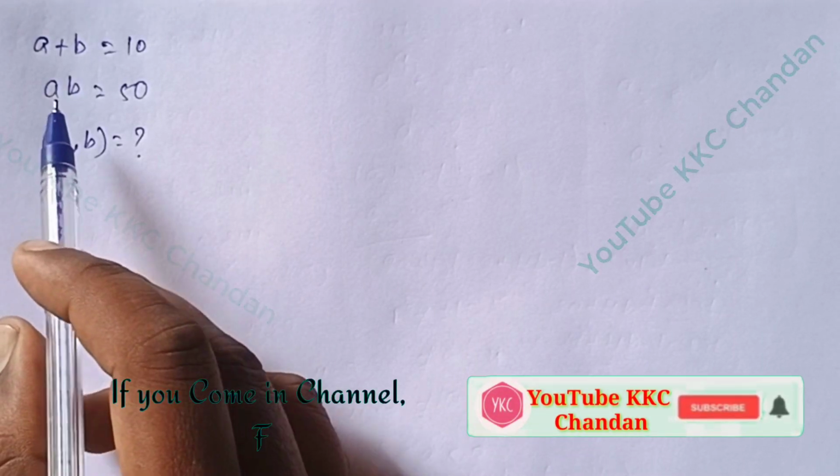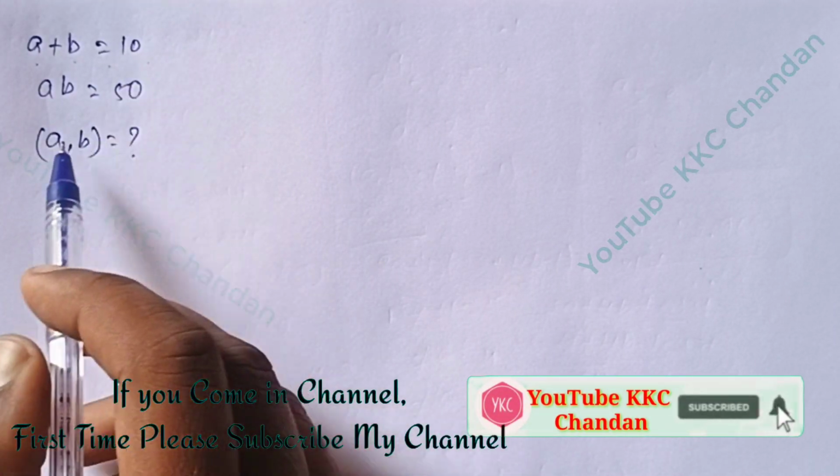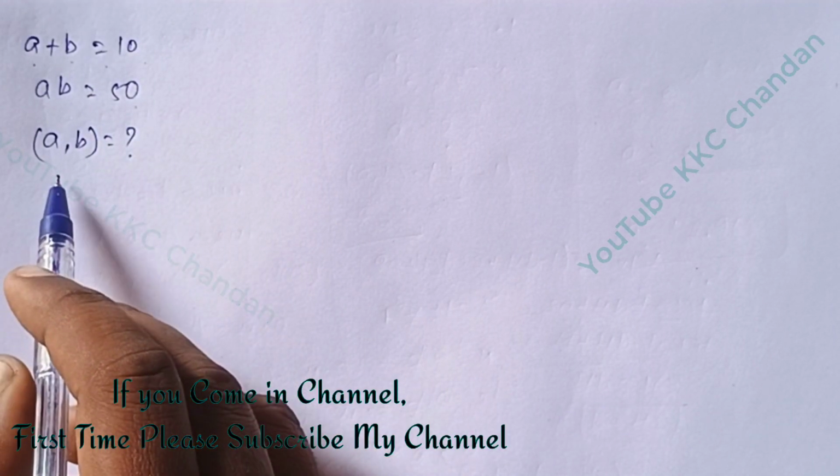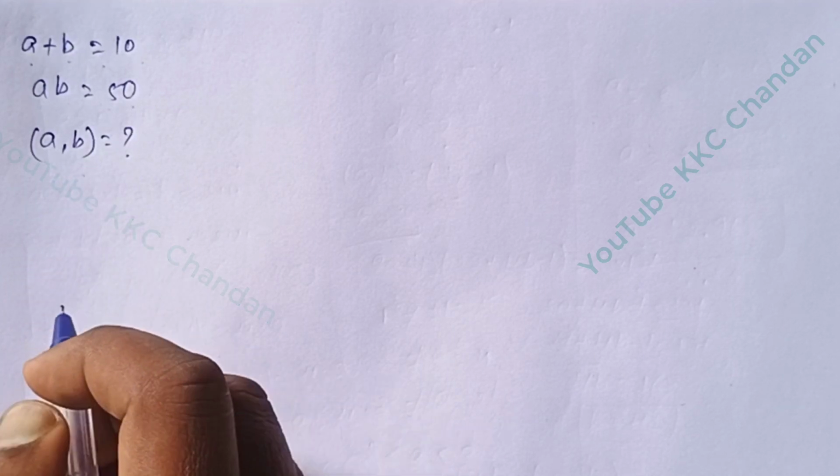The question is given: a plus b is equal to 10, ab is equal to 50. What is the value of a and b? How to solve this problem?